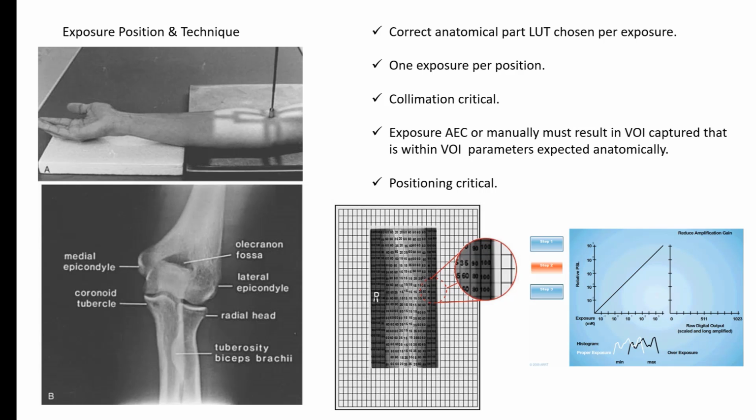So let's begin by saying scatter radiation adds absolutely no information but can detract from the information that you're trying to collect. We begin looking at our exposure, and that is the correct area of interest. We collimate to that area of interest, and we use an exposure for that particular area of interest.